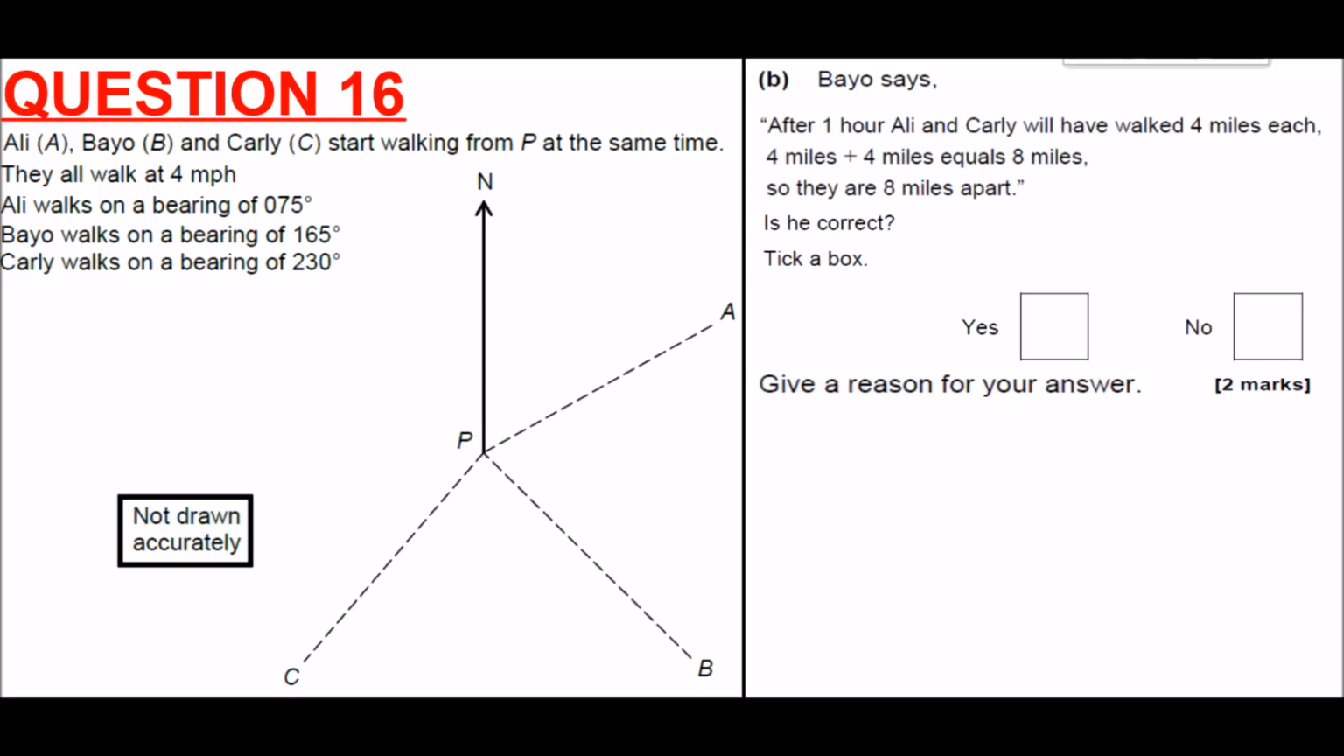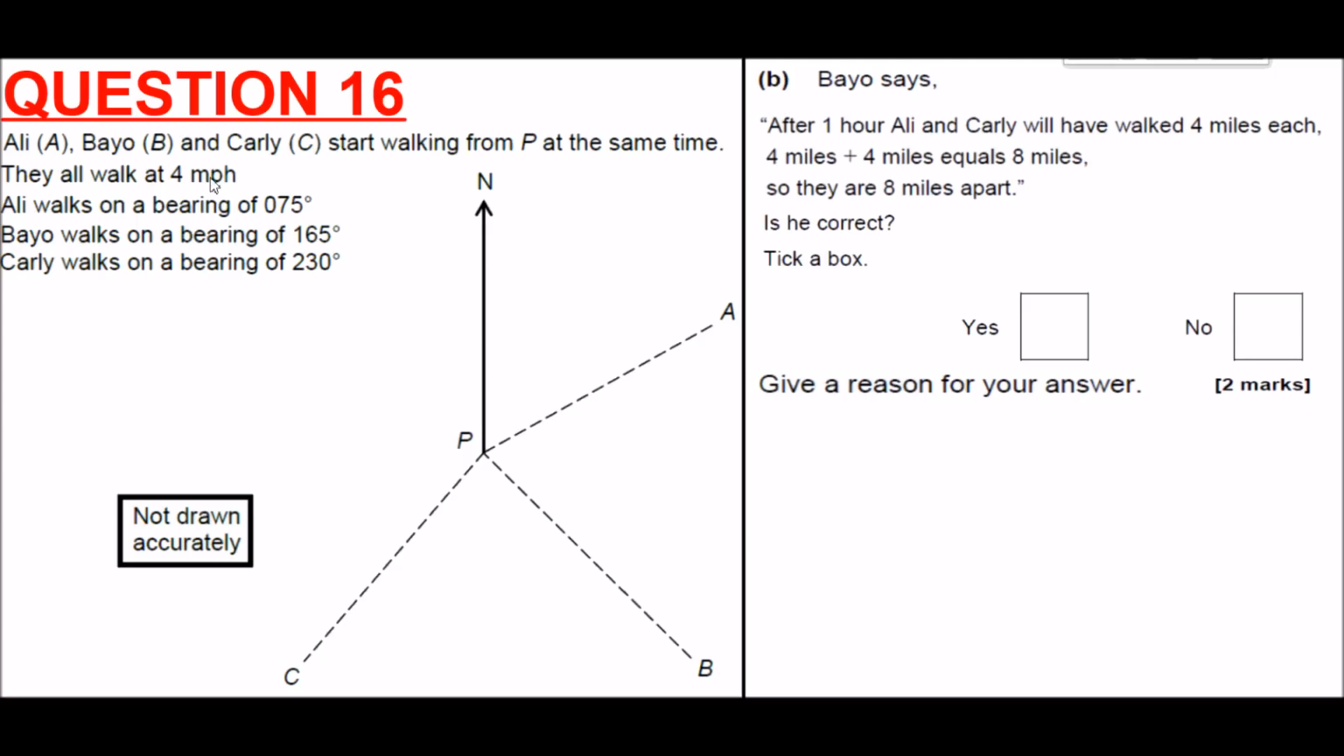At this point I'd like to just give thanks to Ali's, Bao's and Carly's parents for being so kind to have named their children with initials A, B and C. Because just by pure coincidence, A, B and C allows us to just label these quite easily. So that's very nice of their parents. Thank you very much for doing that for the sake of a maths exam question.